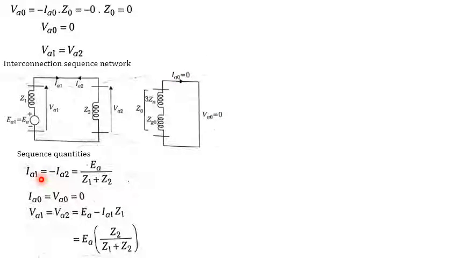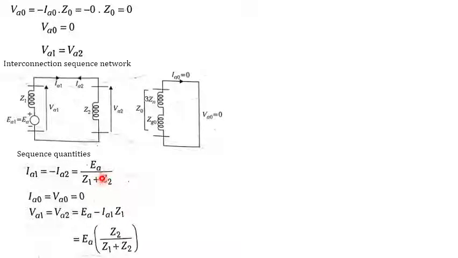Okay. So we are interested in calculating the value of VA1. Okay. So we know that VA1 is equal to EA1, which is the same as EA, minus IA1 Z1. From this equation, we know that VA1 is the same as VA2. Okay. So that is equal to EA minus IA1 Z1. Okay, substitute this. What is the IA1 value?